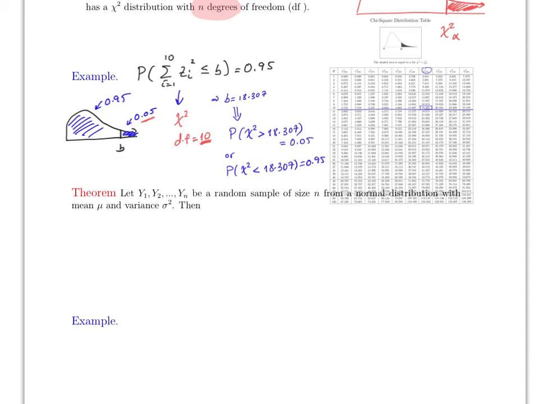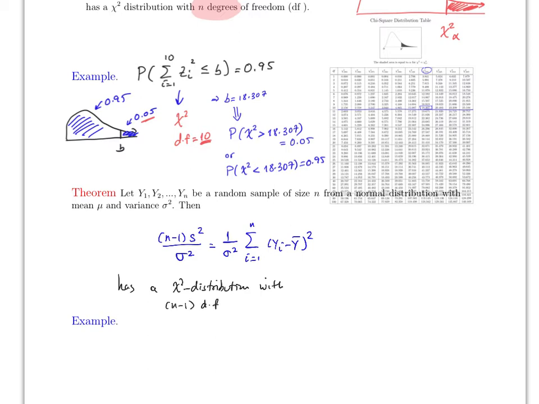So then if we define the following, (n minus 1) s square over sigma square, to be 1 over sigma square times the sum from i equals 1 to n of (yi minus y bar) square, then this has a chi-square distribution with, and this is very important, a big distinction between this and the previous one, n minus 1 degrees of freedom. So that's very important.